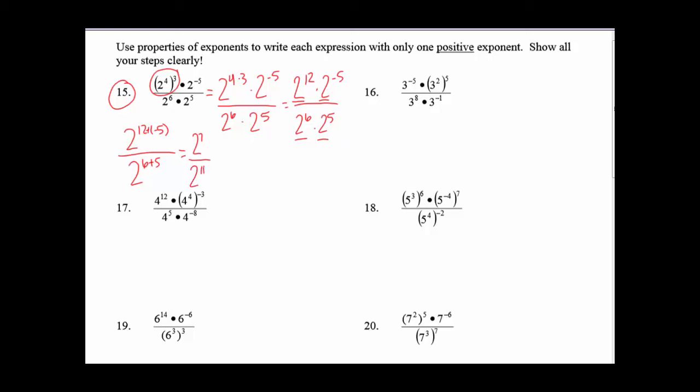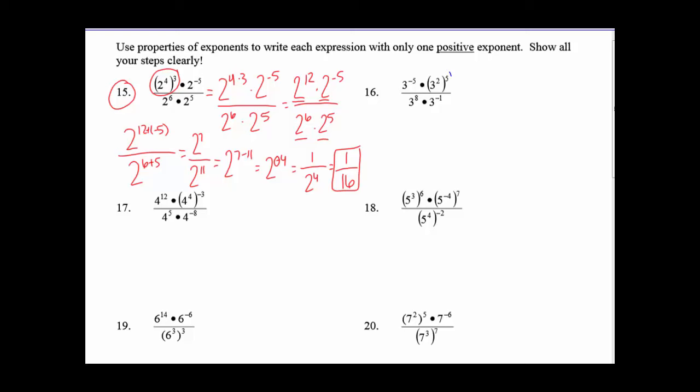Now I can take this one step further. I have 2 to the 7th divided by 2 to the 11th. I have the same base, so I'm going to subtract my exponents. So 2 to the 7 minus 11 gets me 2 to the -4th. I want to remember, always have positive exponents. So to get rid of that -4, I'm just going to take the reciprocal. 1 over 2 to the 4th. And 2 to the 4th we can simplify. That will just become 16. So 1 over 16. Let's take a look at number 16.